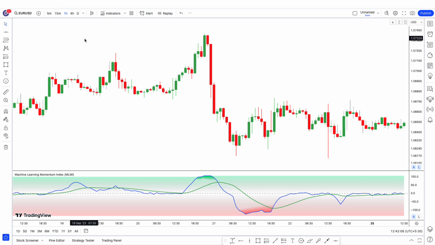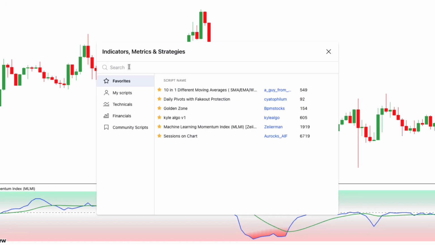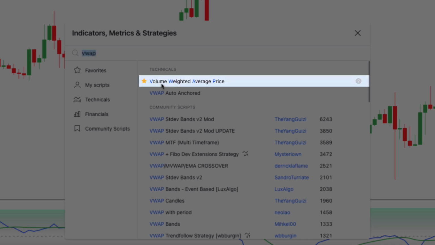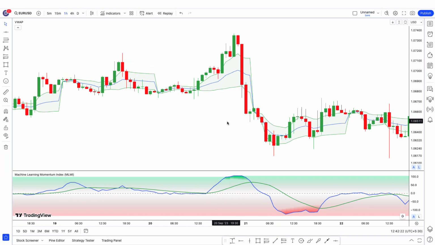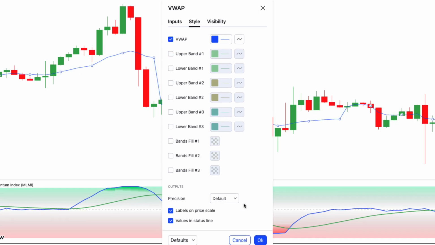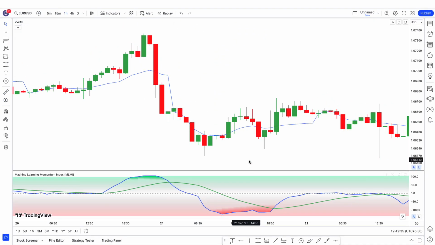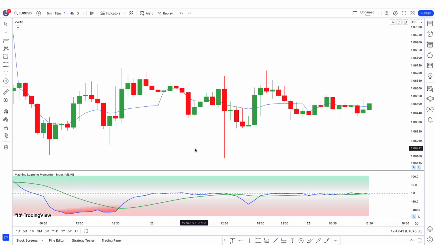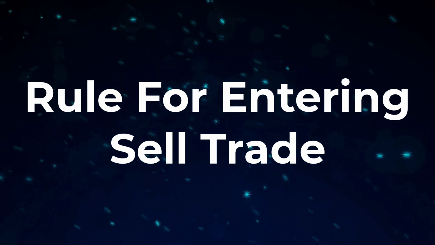To apply the indicator, simply go to the Indicators tab and type VWAP in the search box and select this one, Volume Weighted Average Price. Click on it to add it to the chart. Now let's head over to the indicator settings. In the Style section, uncheck the upper band line, lower band line, and bands fill. Once done, click on OK to save the changes. After successfully placing both of these trading indicators on your trading chart, let's see how to use them. Let's start with the rules for entering short positions.